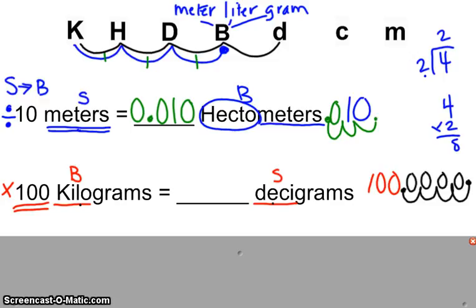I wind up with a huge number. 1, 0, 0. Notice I don't even know what it is yet. Be sure you count them. 1, 2, 3, 4, 5, 6. And then I'll come in here and go 1, 2, 3 spaces, comma for thousands. I wind up with 100 kilograms are equal to 1 million decigrams. Let's do another one.